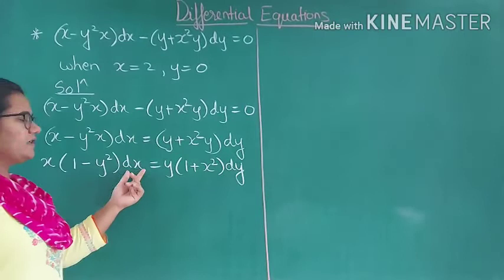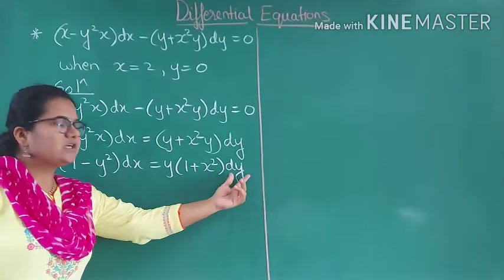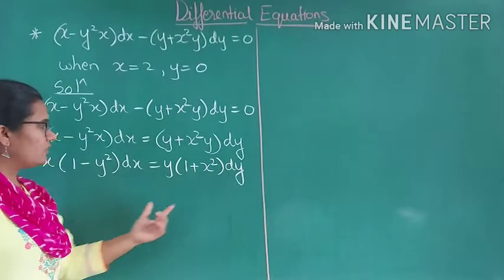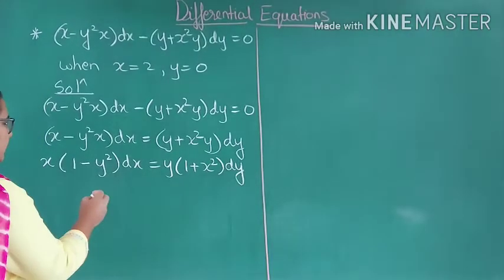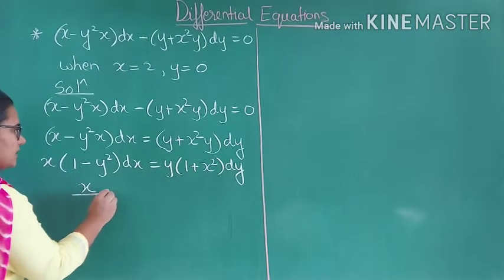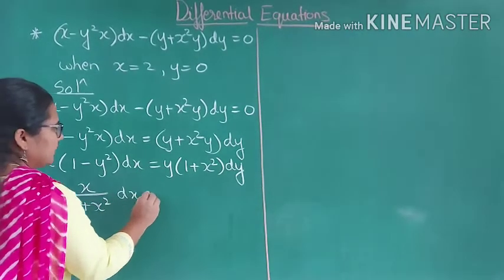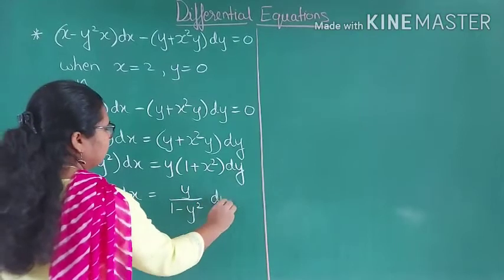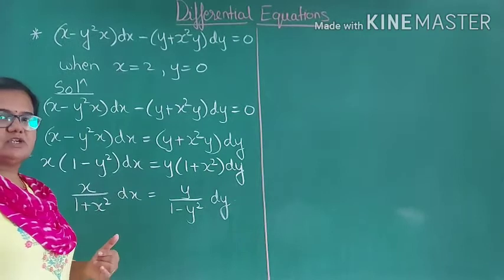Yes, now here the differential dx is there, so on the LHS you should have terms of x. Here differential dy is there, so you should have terms of y. So in variable separation form we will take 1 plus x square here and we will take 1 minus y square on the RHS. So this will become x upon 1 plus x square dx equal to y upon 1 minus y square dy. Clear? So till here this is variable separation form.